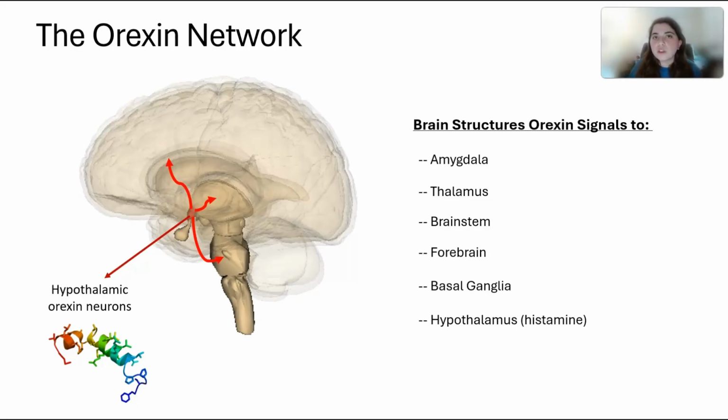Some other important brain structures include the forebrain, the basal ganglia, which is involved in movement, and so of course your levels of movement are going to change during sleep, and other regions of the hypothalamus, like for example neurons that are responsible for releasing histamine, which is another neurotransmitter that's important in regulating arousal levels in the brain, are also going to be very important within this orexin network. So that's just a bit of an overview on some of the brain structures that are critical for actually initiating and regulating levels of energy and sleep.